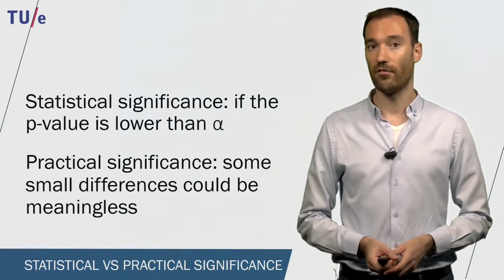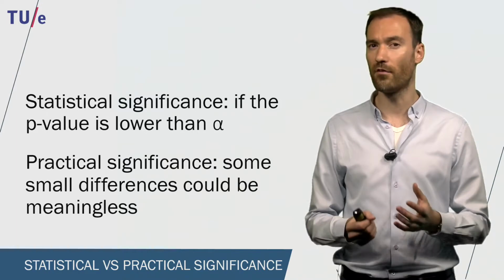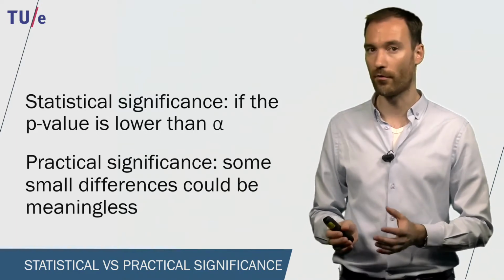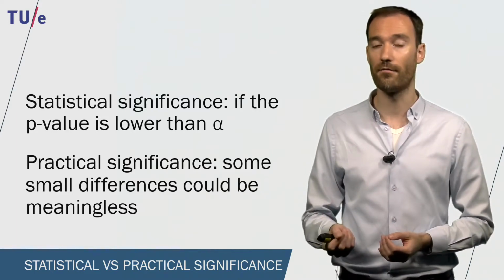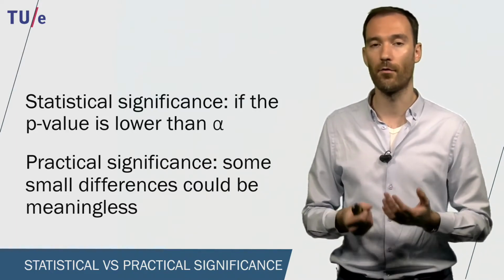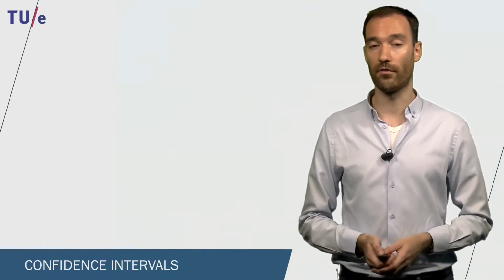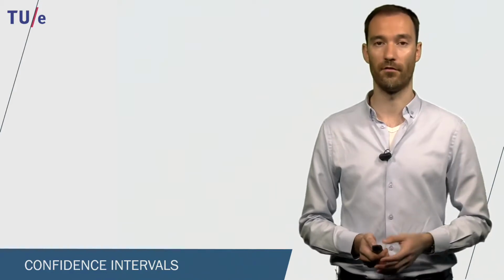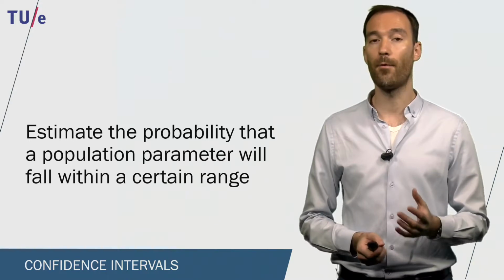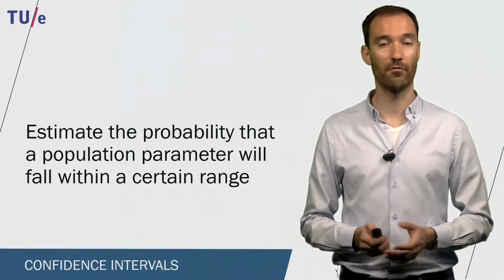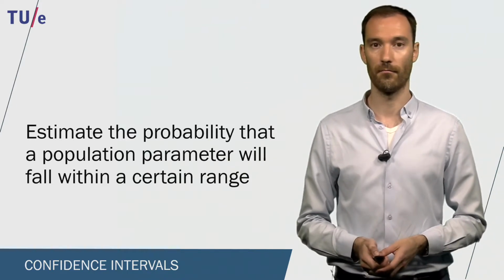Practical significance states that some small differences could be meaningless. Imagine you find a very small effect in a very controlled laboratory setting. Maybe this effect is statistically significant, but it doesn't have any practical use. One way of assessing practical significance is by looking at so-called confidence intervals. A confidence interval estimates the probability that a population parameter will fall within a certain range. Usually we make use of 95% confidence intervals.